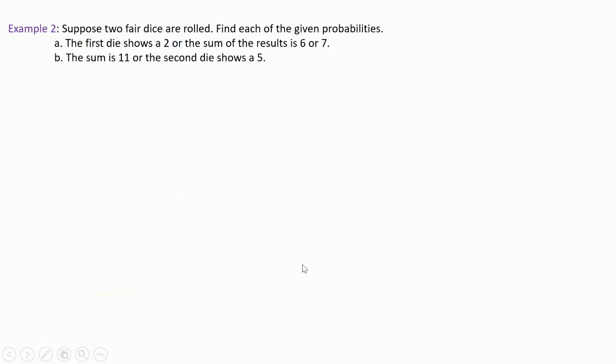Okay, example 2. Suppose, I know it's already time, guys, it's already 4 o'clock, but let me go ahead and see if I can finish it, because I believe this is really important information, especially for a 5-week course.